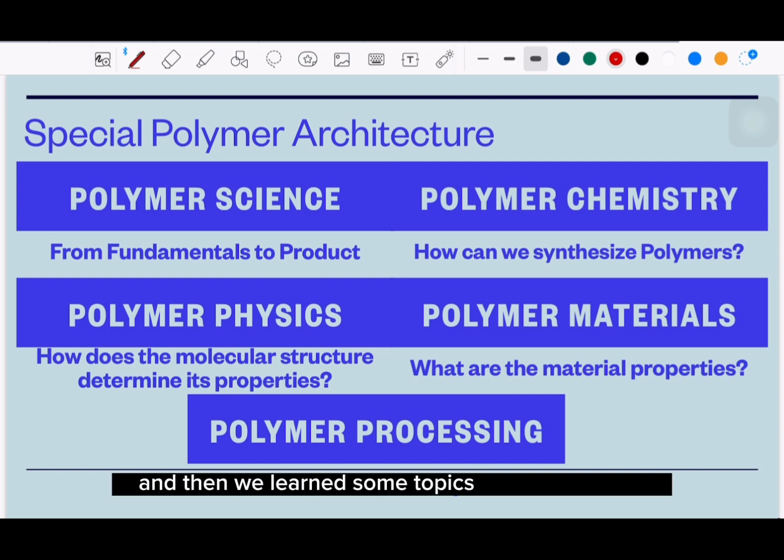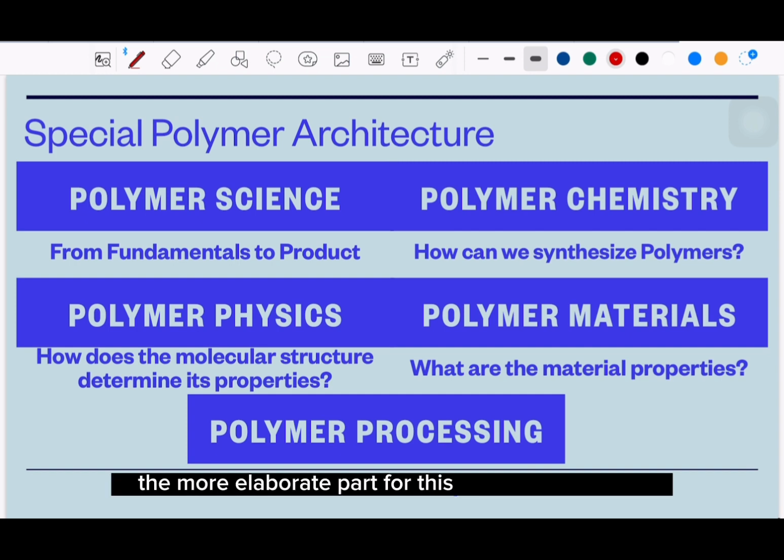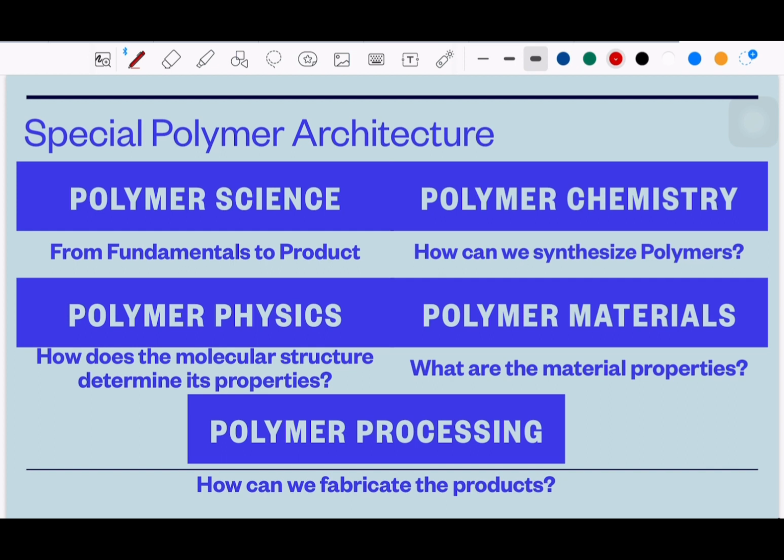And we have done some topics on the synthesis, which means we know the chemistry. Of course, the more elaborate part of this polymer chemistry is in the polymer chemistry lecture another time, right? So this is more detailed and elaborate synthesis. How do we synthesize polymers? We know probably polymer chemistry.